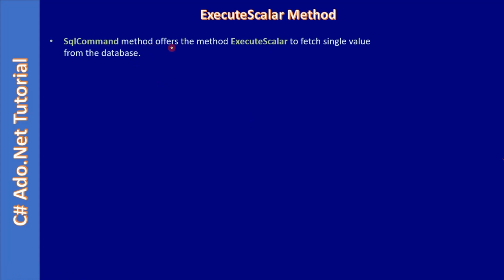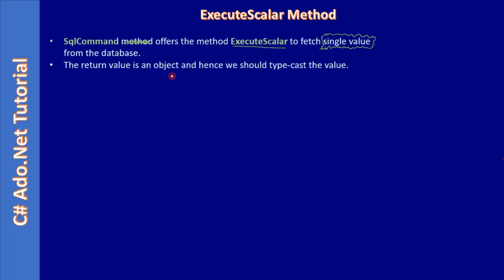SqlCommand method. SqlCommand offers the method ExecuteScalar to fetch a single value from the database. So that's important here. If that's the case, you can use the ExecuteScalar method. Usually when you are designing the front-end application, you know what query you're going to execute, and if you know that the query returns a single value, then you can go for the ExecuteScalar method.